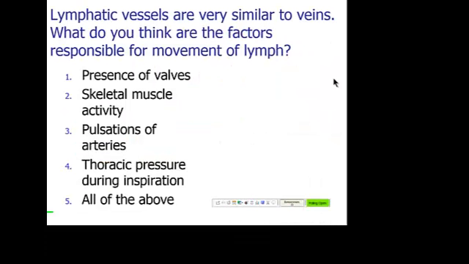Okay, so let's look at this question. If you're watching the video, lymph vessels, as I said, are very similar. So what do you think are the factors responsible for movement of lymph?